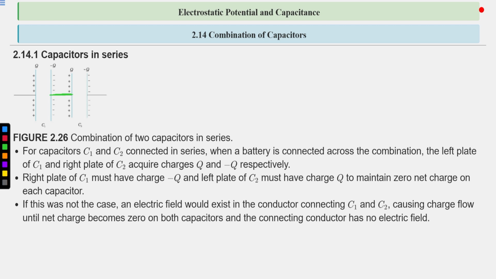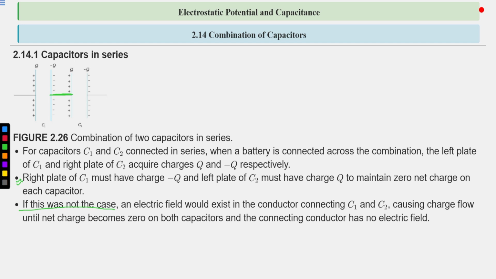If the net charge on both the capacitors is not zero, if this was not the case, then what would happen? If this capacitor does not have net charge zero and this capacitor also has some non-zero charge, an electric field would exist, from positive charge to negative charge. The capacitor with more net positive charge will be at higher potential, and the capacitor with more negative charge will be at lower potential.